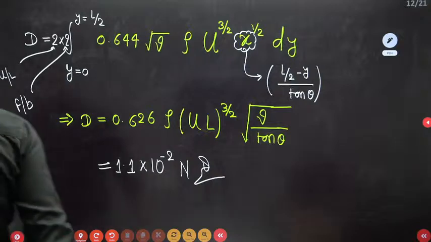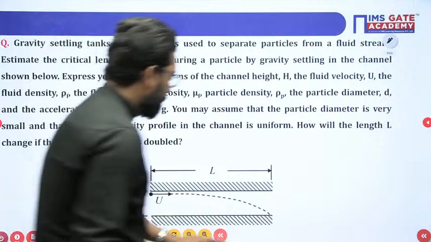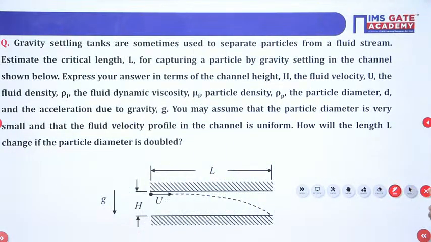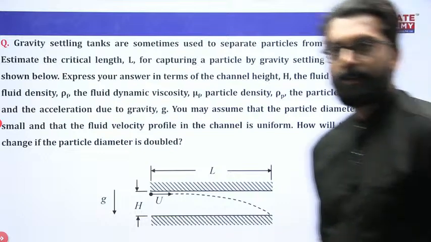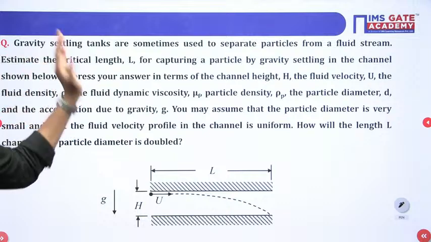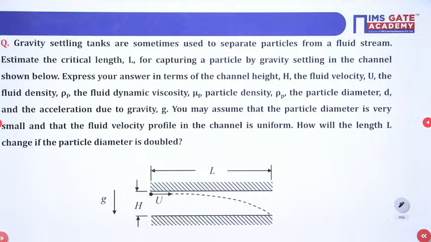This is your next problem. This is very important again. Please read this question. All these questions are 2 marks. This question is exclusively for civil. There is also a mechanical angle, but there is more chance it appears in civil.